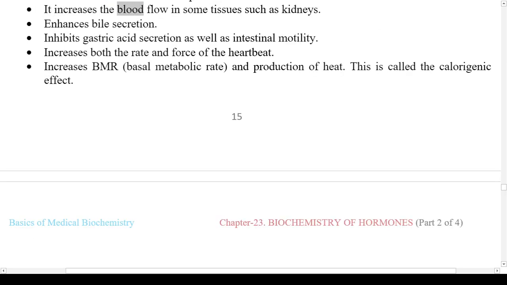It increases the blood flow in some tissues such as the kidneys. Enhances bile secretion. Inhibits gastric acid secretion as well as intestinal motility. Increases both the rate and force of the heartbeat. Increases BMR, basal metabolic rate, and production of heat. This is called the calorigenic effect.